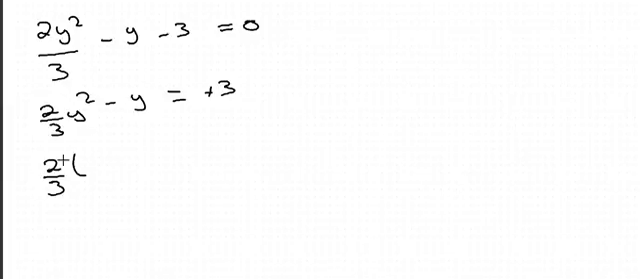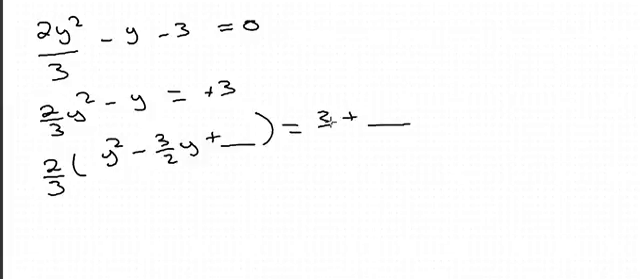So when I factor this thing out, I get y squared, and then I get minus 3 halves y plus some number equals 3 plus some number. Because if I take 2/3 and I multiply it by 3 halves, what do you get? 1 or negative 1, right? What number is right here? Negative 1. So isn't it the same thing? Yeah. So you got to remember, when you factor out a fraction, you're just multiplying by the reciprocal there.